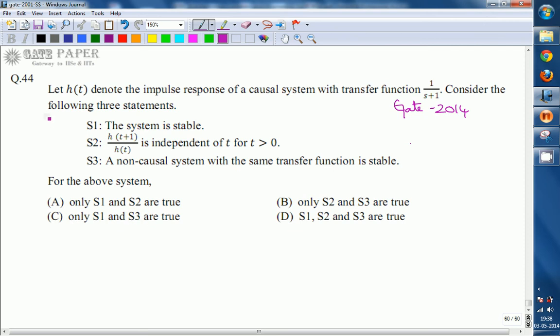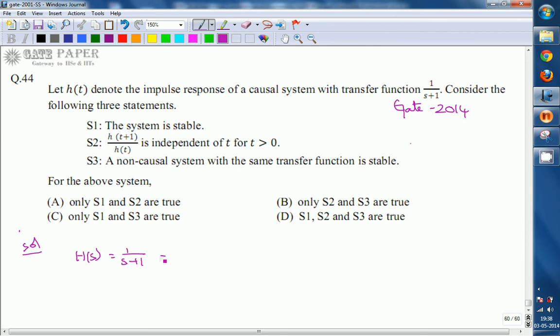Coming to the first statement, that is, the system is stable. Given that h of t is the impulse response of a causal system, this is the transfer function of the causal system. So H of s is given as 1 by s plus 1.